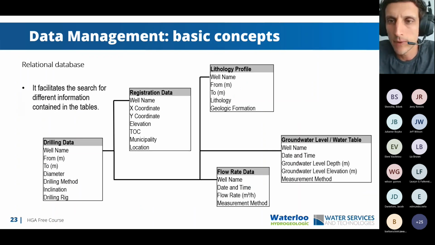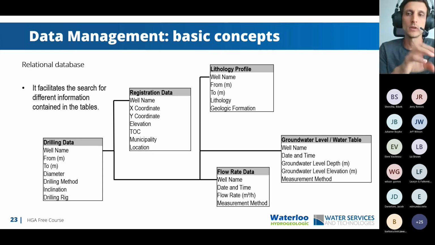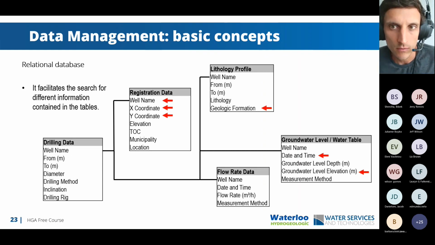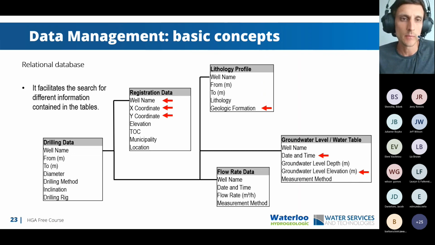One big benefit of working with a relational database is that it facilitates the search for different information that is in different tables. Let's say, for example, that I'm analyzing groundwater level in a specific area. I want a table with the well name, the coordinates, the date and time of measurement, and the groundwater level. And I also want a column with the geologic information of that well.